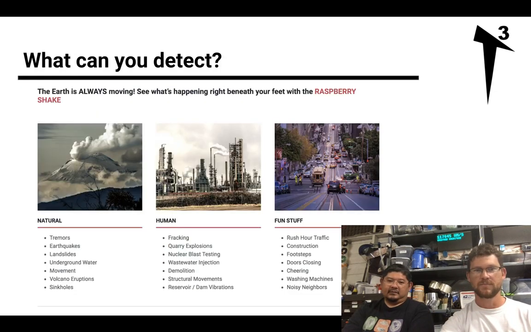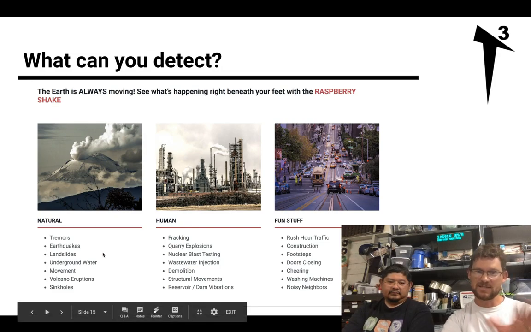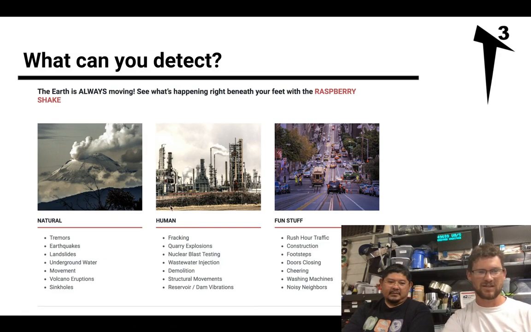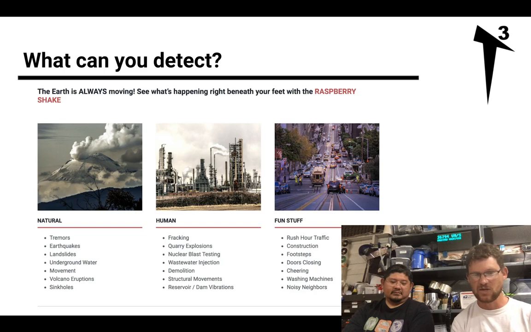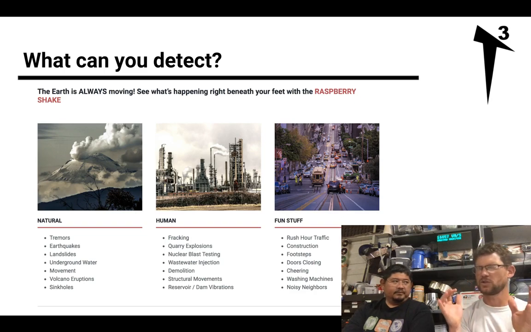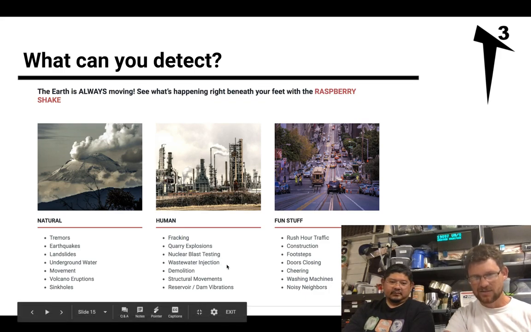Cool. Okay, so this is off the website for those guys. These are the types of things that can be detected with a small citizen science device like this on a natural level: earthquakes, tremors, landslides, underground water movement, volcanic eruptions, sinkholes. Those are in certain geological environments. There are vacuums underneath in cave-like structures, and sometimes those collapse, right? And then fracking. What is fracking?